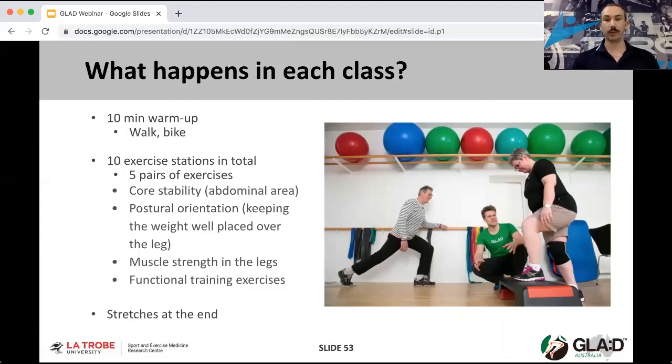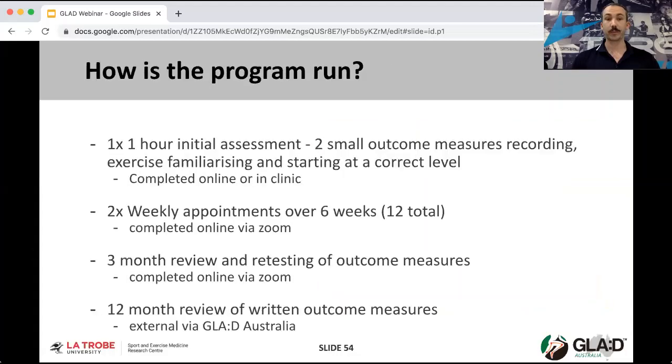These include core stability, postural orientation, so keeping the weight of the knee over the leg, muscle strength in the legs, and some functional training exercises such as going up and down the stairs in the picture there, and sit to stands, and then a bit of a cool down of some stretches towards the end.